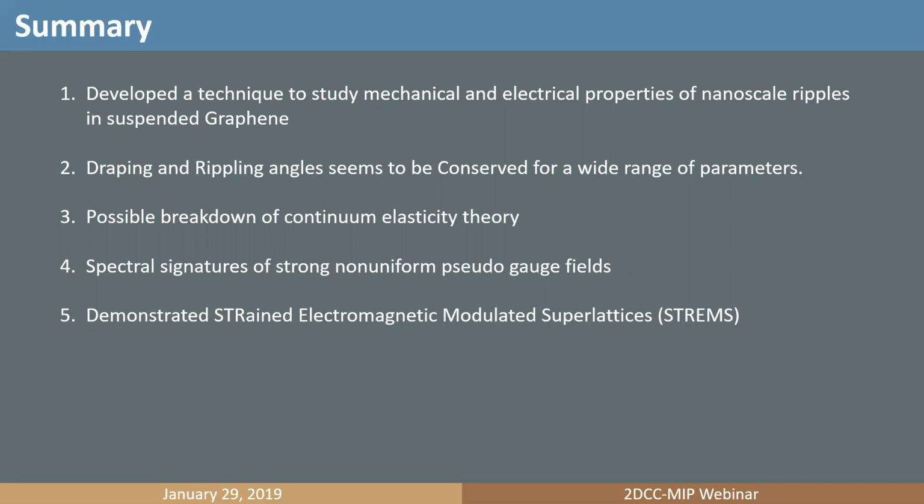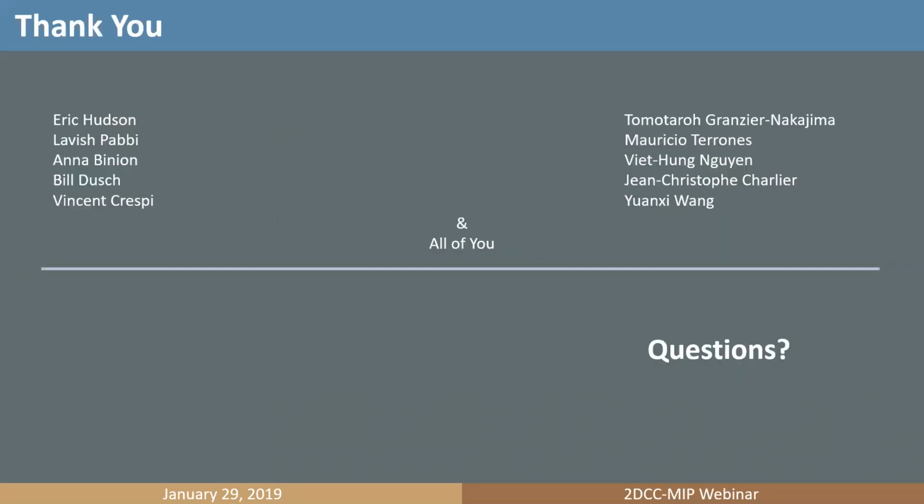Then we demonstrated that there was a possible breakdown of continuum elasticity theory. And we found spectral signatures of strong non-uniform pseudo gauge fields. And we also demonstrate a strain electromagnetic modulated superlattice, STREAMS for short.